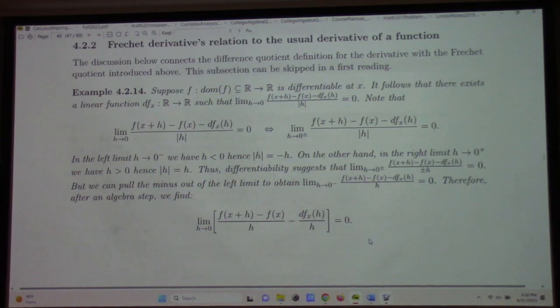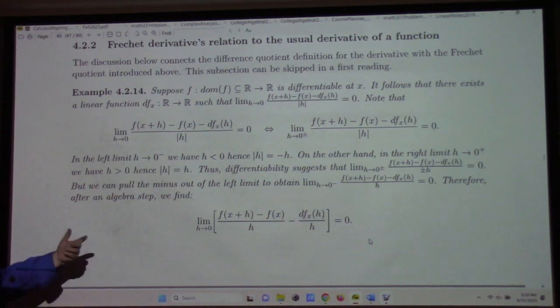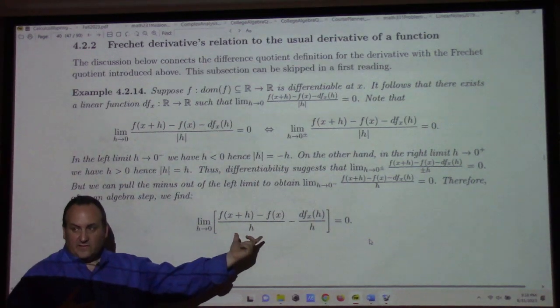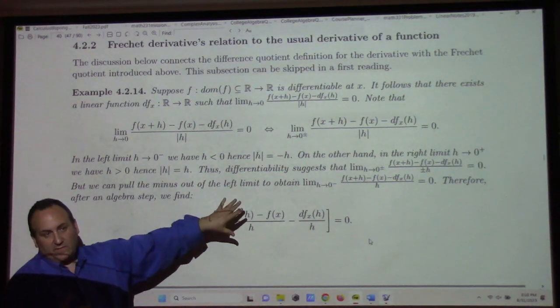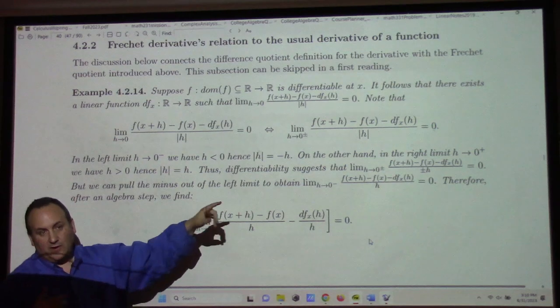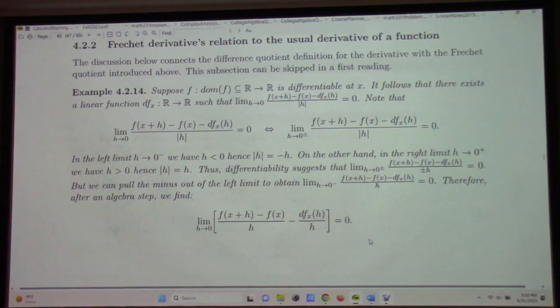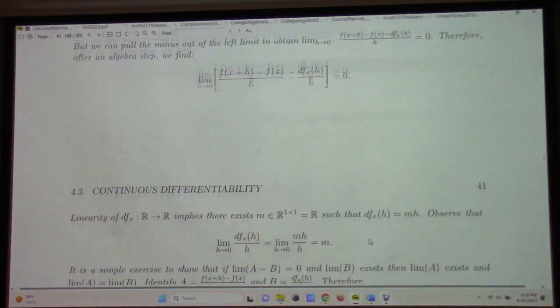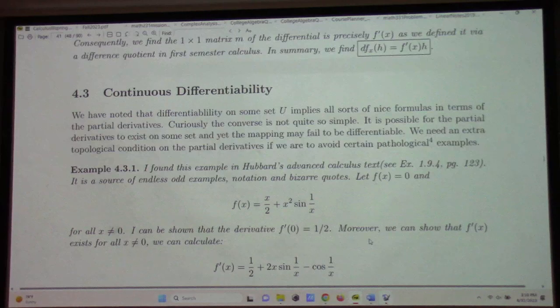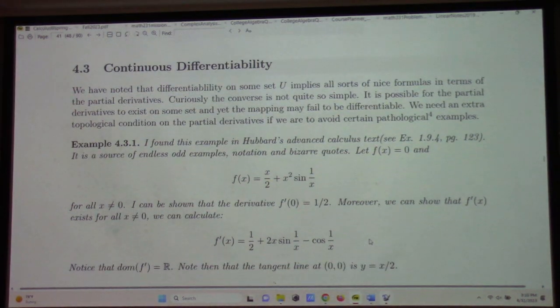You might also wonder, how does this connect with Calculus 1? How do you get from this Frechet differentiation to the difference quotient concept of differentiation? This subsection right here, I explain in detail how to go from one to the other and vice versa. They're equivalent concepts in the context of one dimension. But that's really not this course. That's advanced calculus. But I've included that there for your reading if you want.